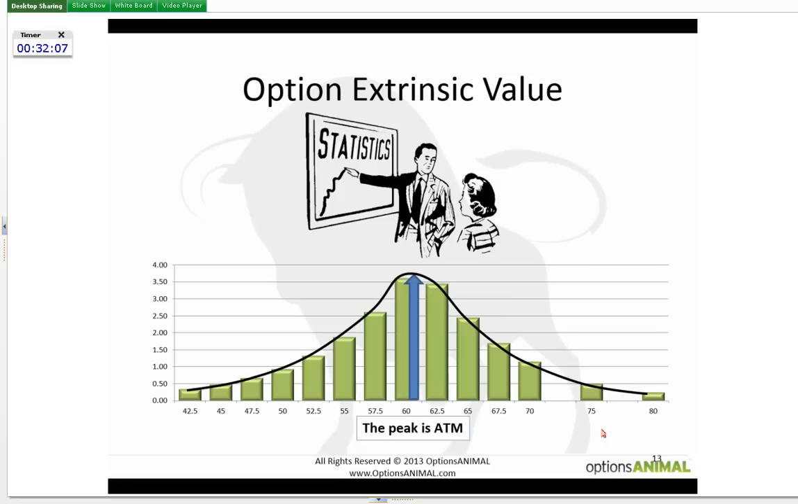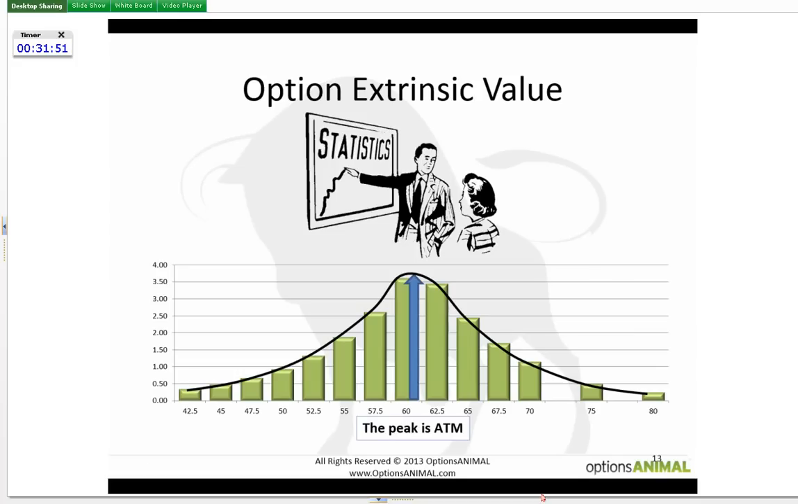This sort of information, and it's very interesting. So we have all kinds of tools and things to help us out. But let's look at extrinsic value here. And one of the things you notice, of course, the peak is at the money. The peak is at the money.